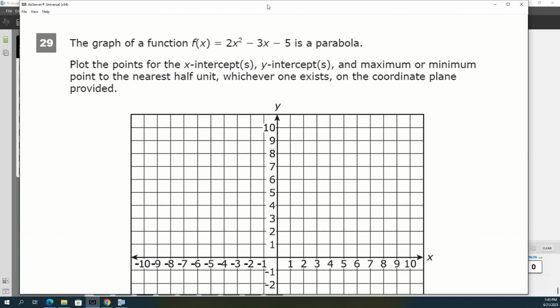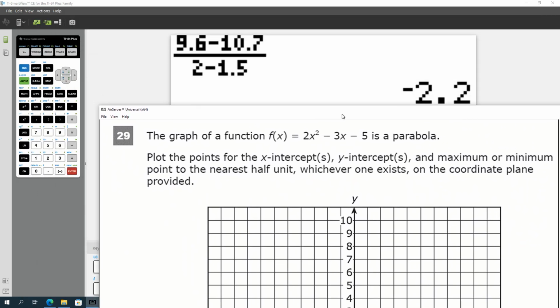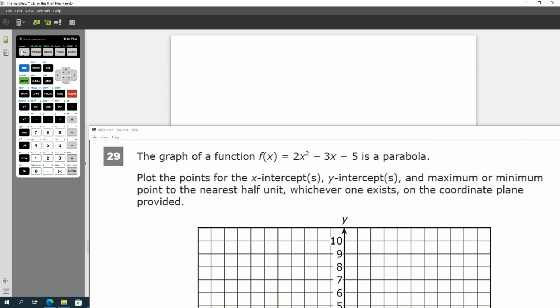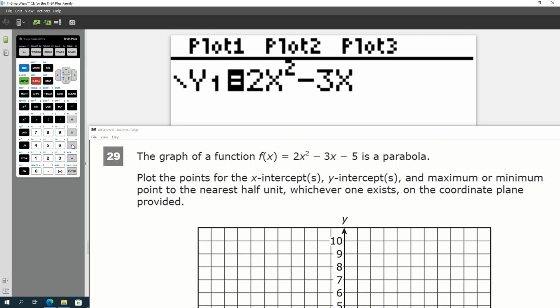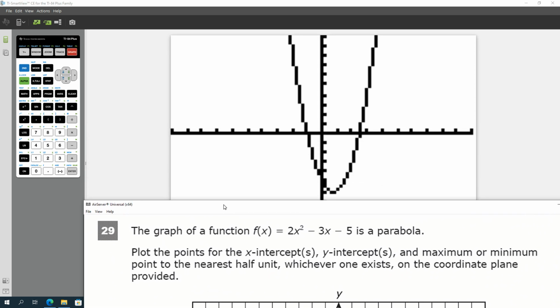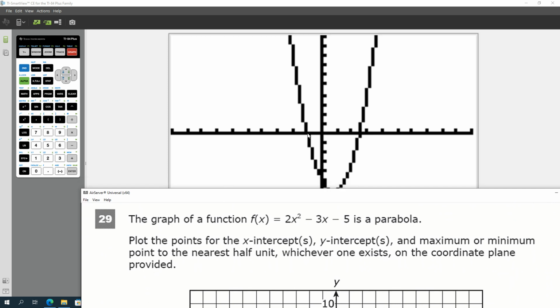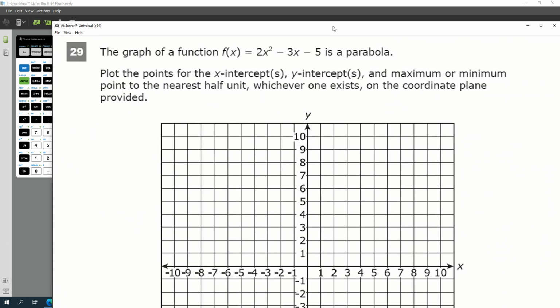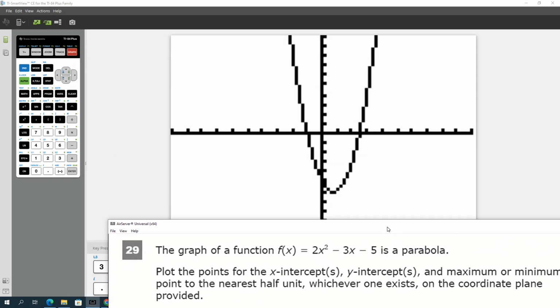All right, on 29, they just ask you to graph these certain things. You don't have to draw the whole parabola, you just have to graph those. And so we'll go to y equals and plug it in. Okay, and then the intercepts are one thing, the x-intercepts and y-intercept. So we have an x-intercept at -1, and an x-intercept at 3. So let's go ahead and graph those. And a y-intercept, it looks like 4.